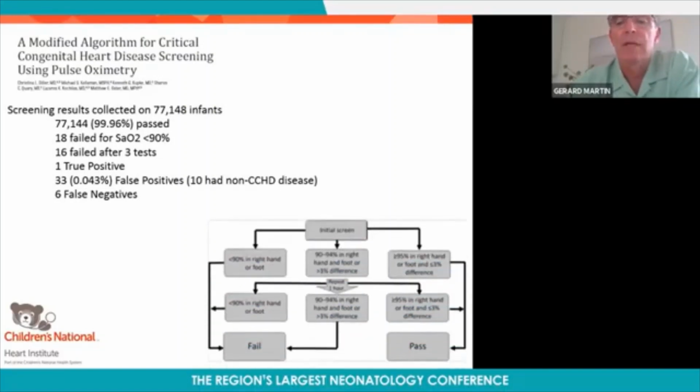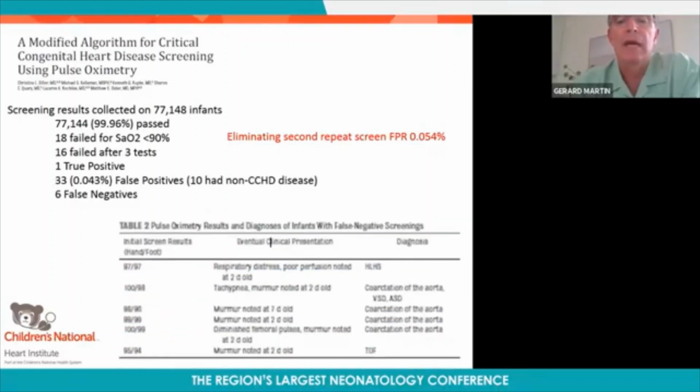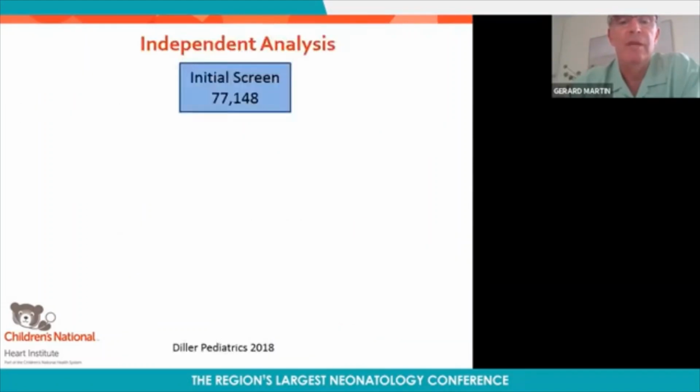Now, what Matt asked was what happens if we simplified and went to this protocol at the bottom, which is only one retest. And what he showed is that eliminating the second repeat screen marginally increased the false positive rate to 0.054 without really changing the false negative screenings. And I think this really shows it best here.